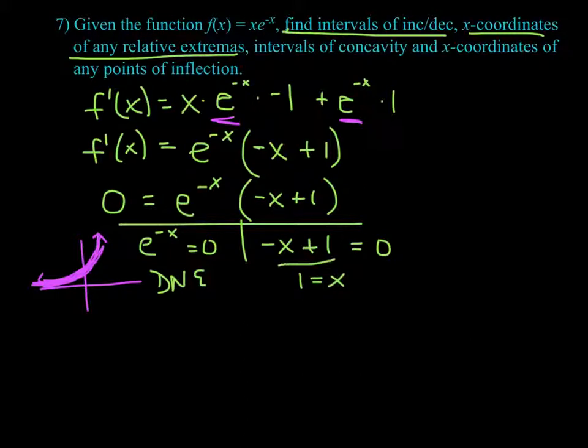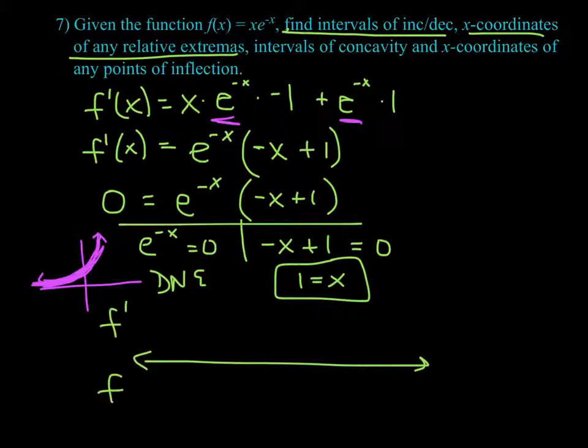And so there is my one critical value that I can go ahead and make my number line, my sign chart, for. Okay, so I'm going to make a sign chart with f prime and f. I'm going to put 1 on it. That's going to be my 0. Now I'm going to test a number to the left and to the right, and of course I'm testing it in my first derivative. So when I test in 0, e to the negative 0, which is just e to the 0, well, that's positive because that's going to be 1.